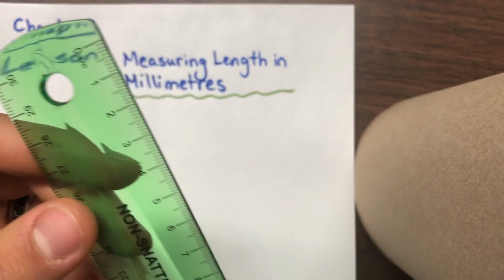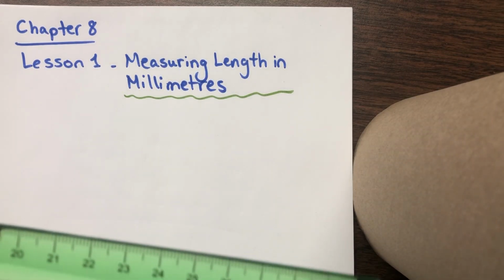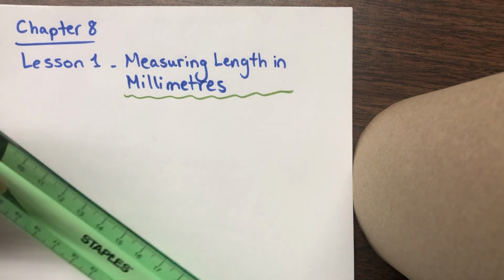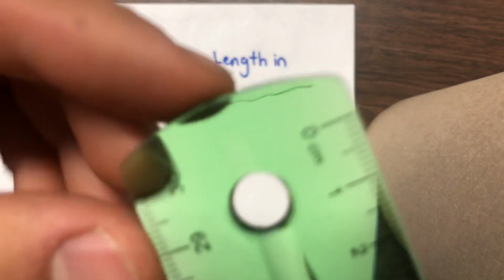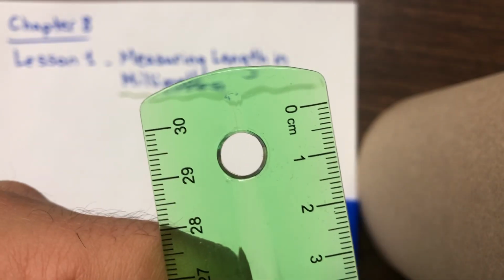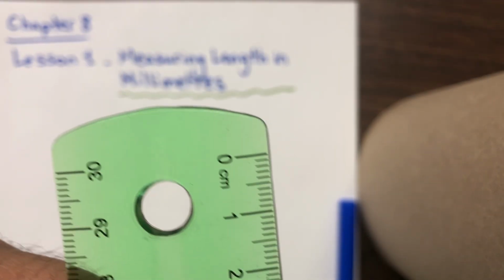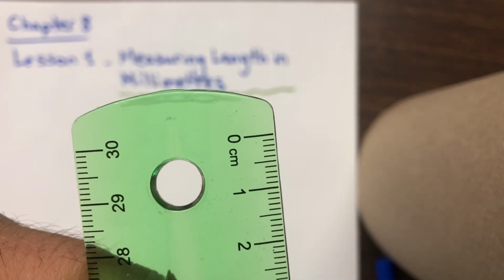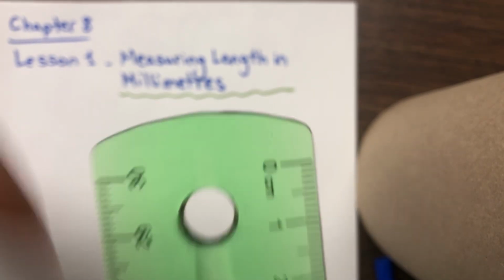All right, so we got this ruler. It goes from 0 to 30. That means it's 30 centimeters long. How many millimeters long is that? Just looking at the ruler right here, we're just going to look at the first centimeter, from 0 to 1. If we count the number of dashes from 0 to 1, we're going to find out how many millimeters there are in 1 centimeter.